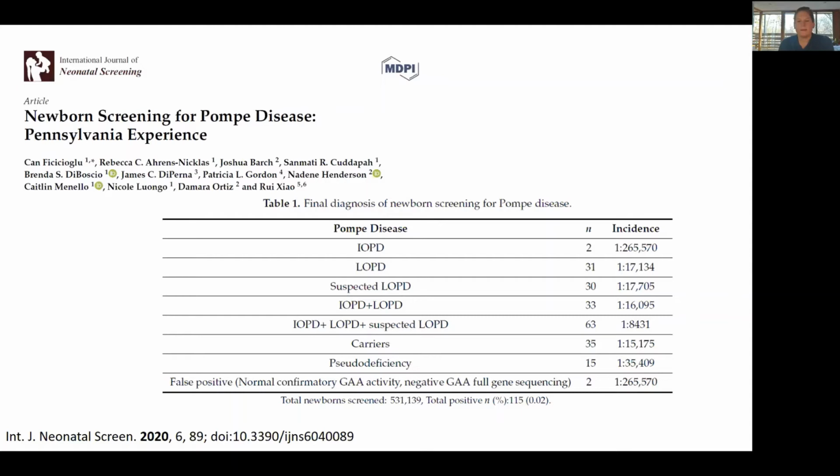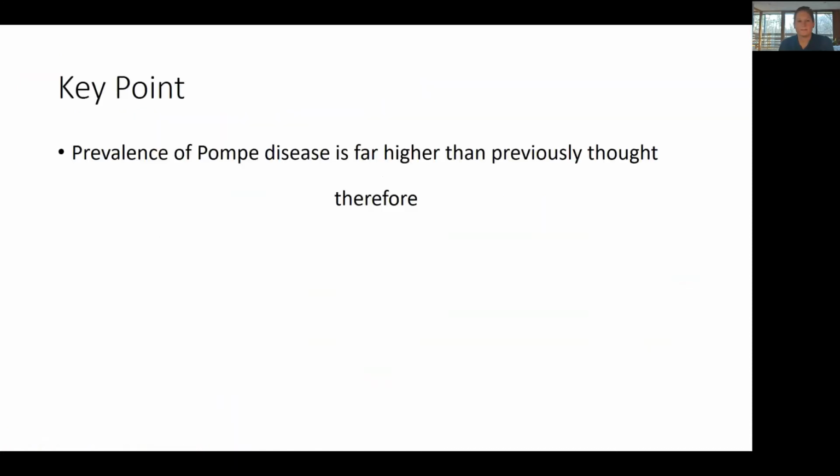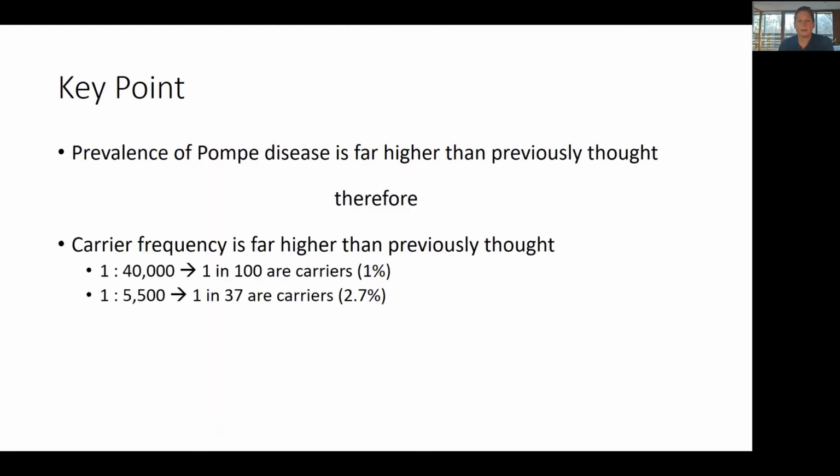This data really shines a light again on how common the diagnosis of infantile and late onset together can be, about 1 in 8,500 when you add both types and you cover the entire spectrum of disease. So one key point here is that the prevalence of Pompe disease is far higher than previously thought. Therefore, the carrier frequency would be higher than we thought.